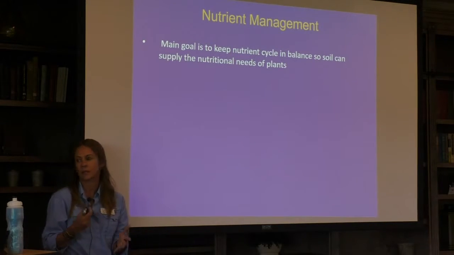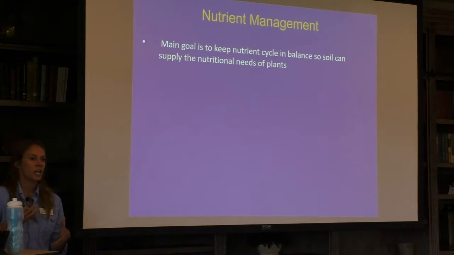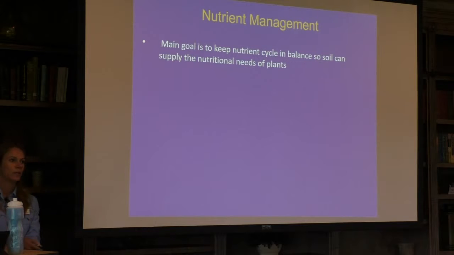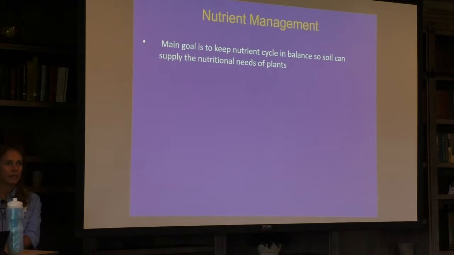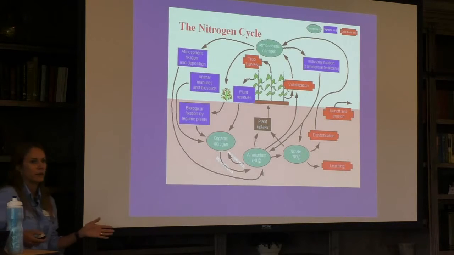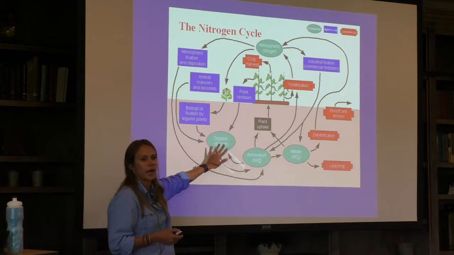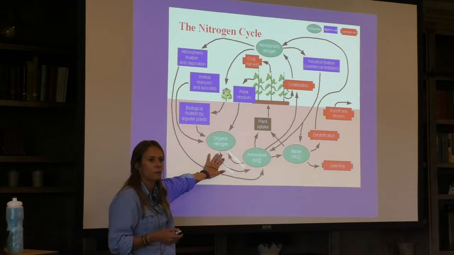So the problem is when we start managing, we change that natural cycle of the nutrients. And usually what happens is we end up with nutrient deficiency in the soil, or we can have environmental problems, water quality problems, air quality problems, all sorts of unintended consequences because we break that natural cycle. And the cycles can be very complex. Don't worry, I'm not going to go over this cycle, but this is the nitrogen cycle.